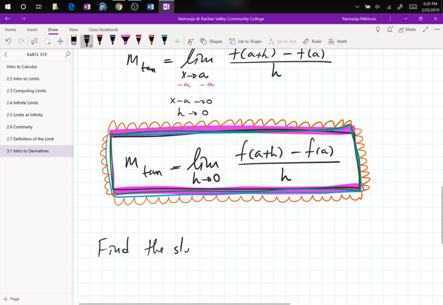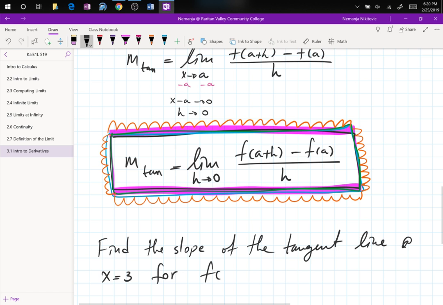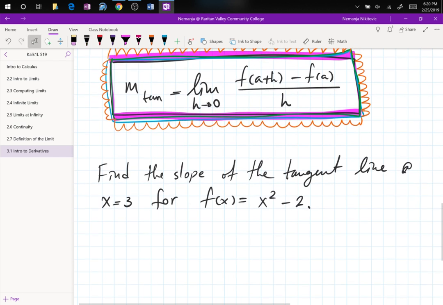Find the slope of the tangent line at x equals 3 for f of x equals x squared minus 2, whatever. Okay, all we need to do is to compile.